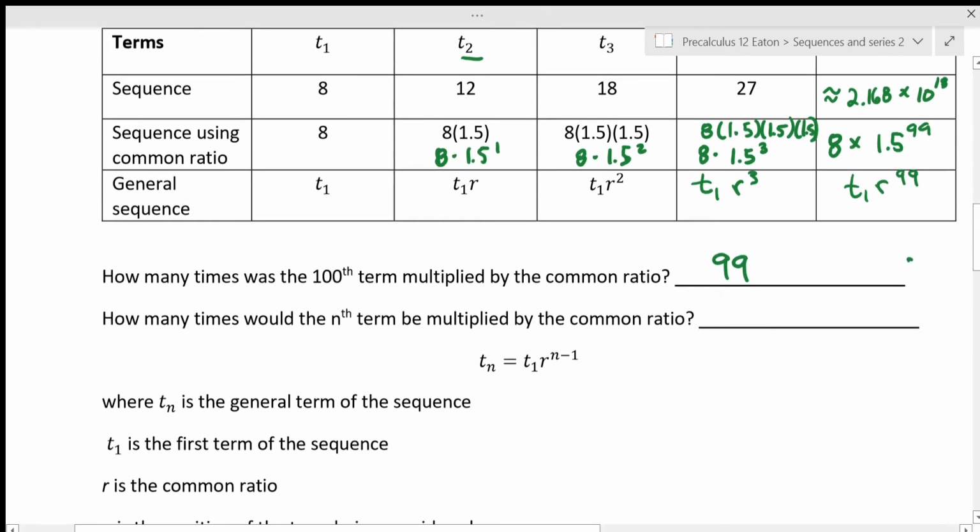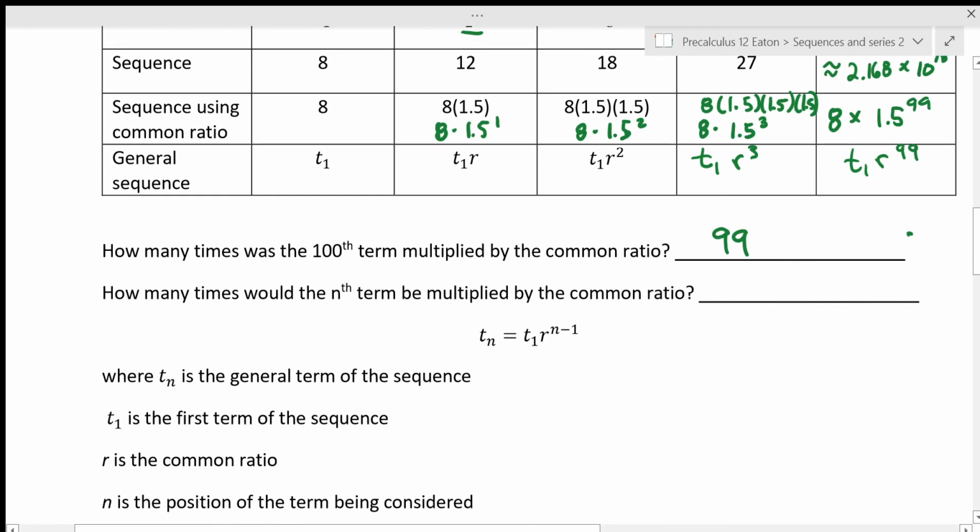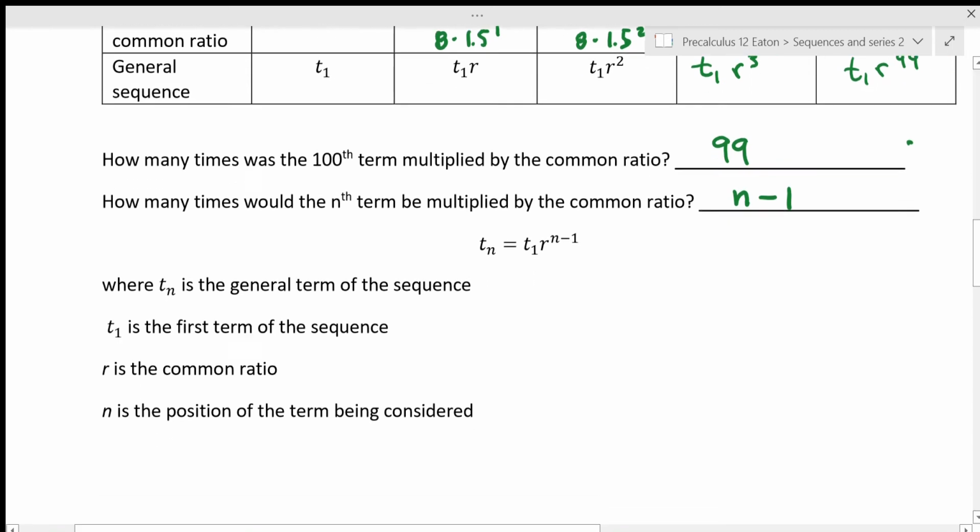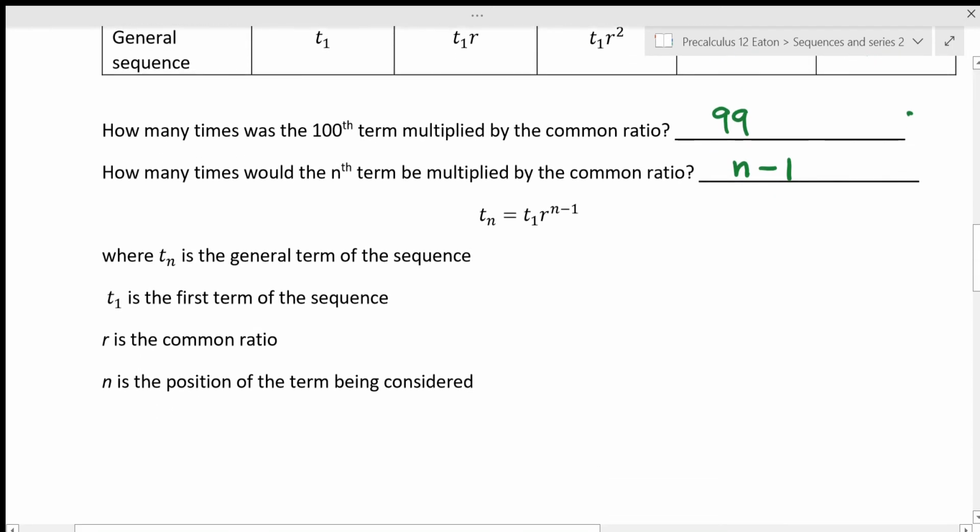Okay. So we want to know how many times the nth term would be multiplied by the common ratio. So the nth term would be multiplied by the common ratio n minus 1 times. Whatever the term number, 1 less. Just like with arithmetic sequences, except instead of adding, we're multiplying.